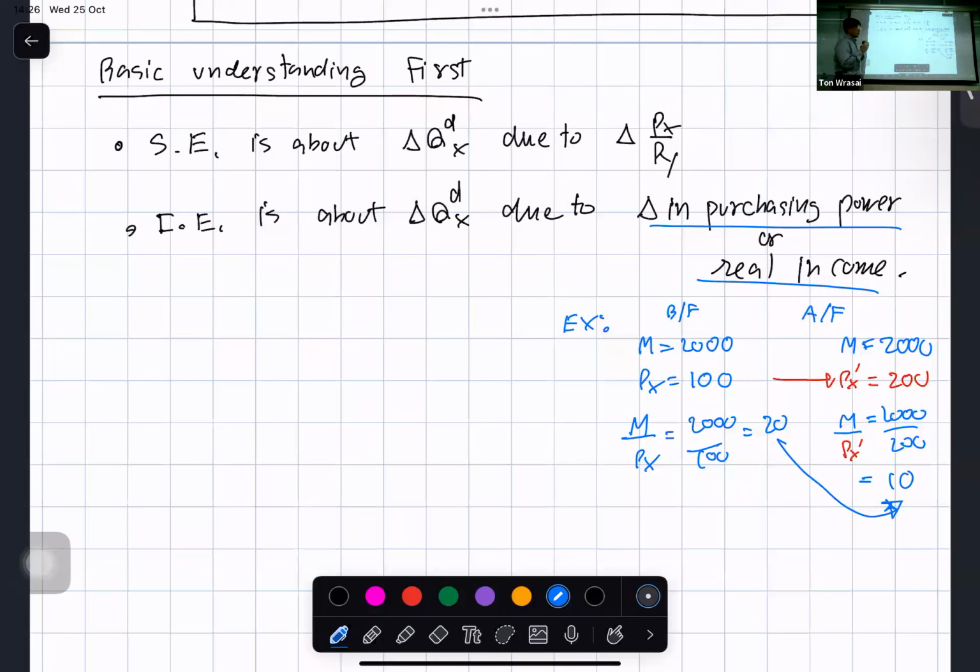Effectively poorer. We use this term because no one steals his money. 2000 is still in his pocket. But the power of this money to afford pizza is reduced. Cut by half. 20 last week, this week only 10. We call this real income reduced, purchasing power reduced.